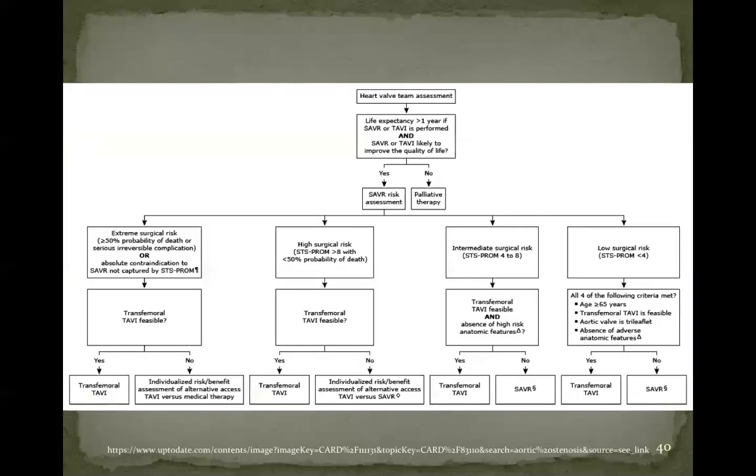So here is another good chart that discusses everything I talked about. It talks about making sure your patient's life expectancy is greater than 1 year and having a risk assessment on your patients. So if they're extremely high risk, high surgical risk, intermediate risk, or low surgical risk, it shows the different recommendations that I discussed.